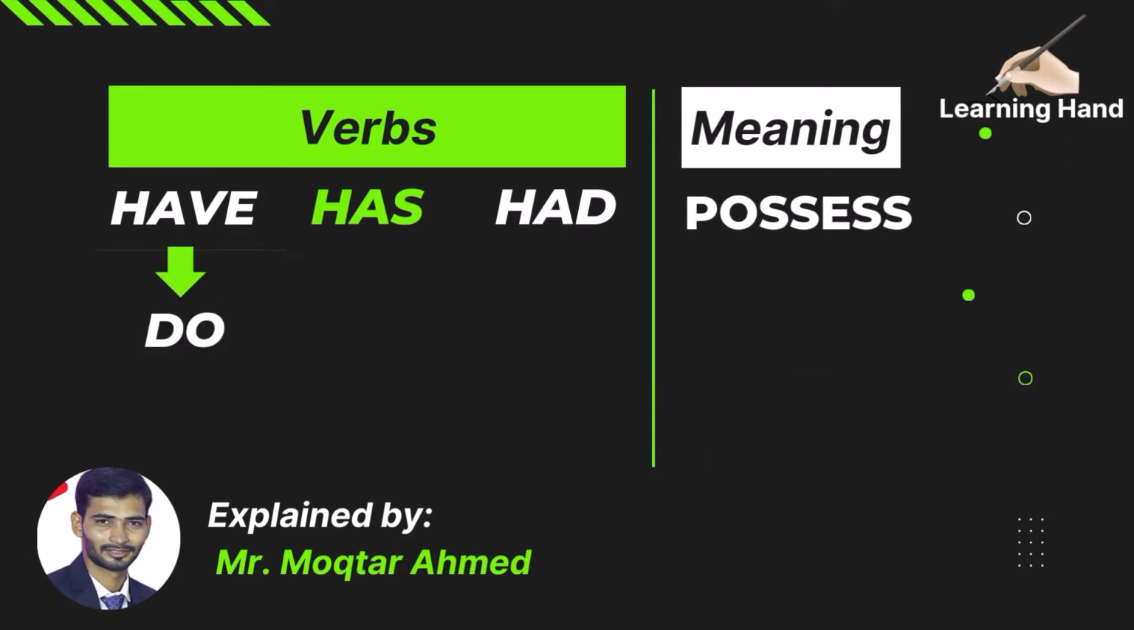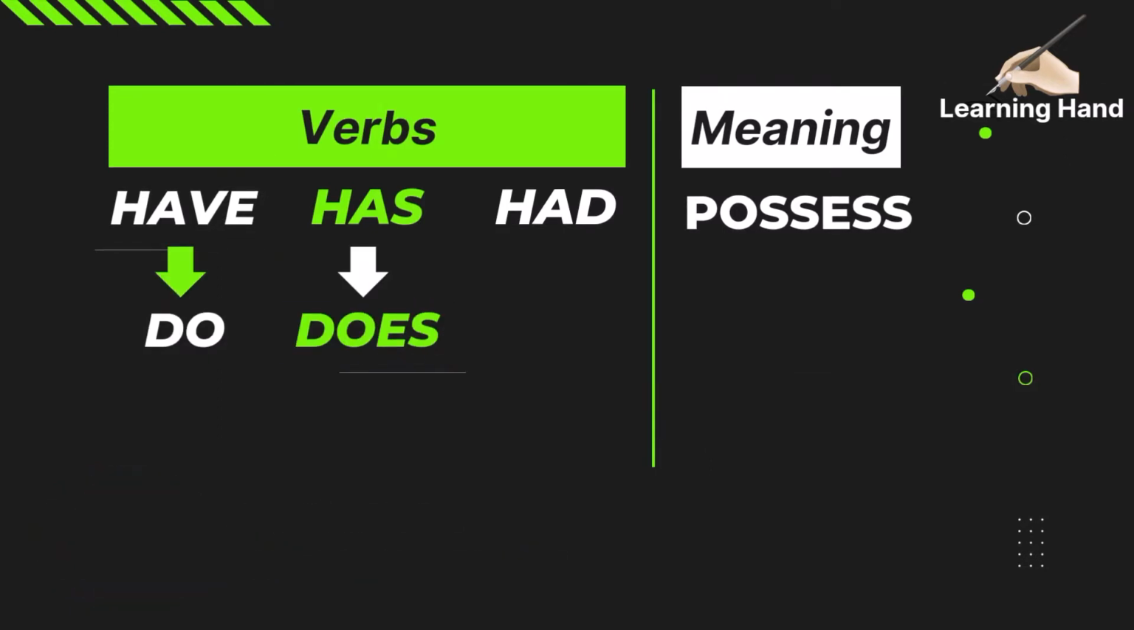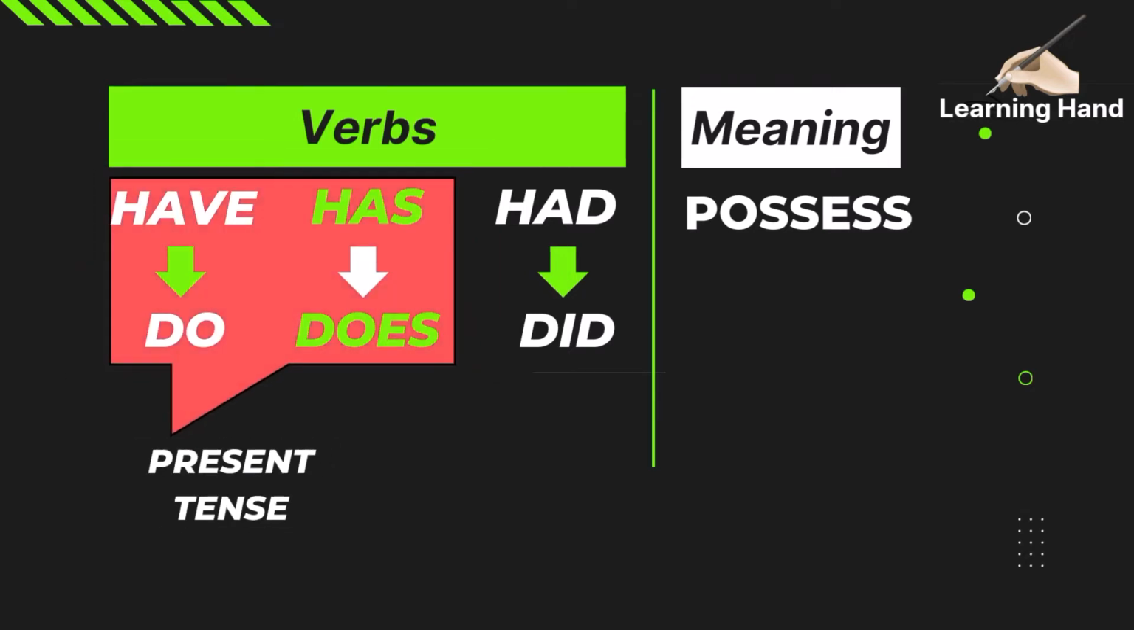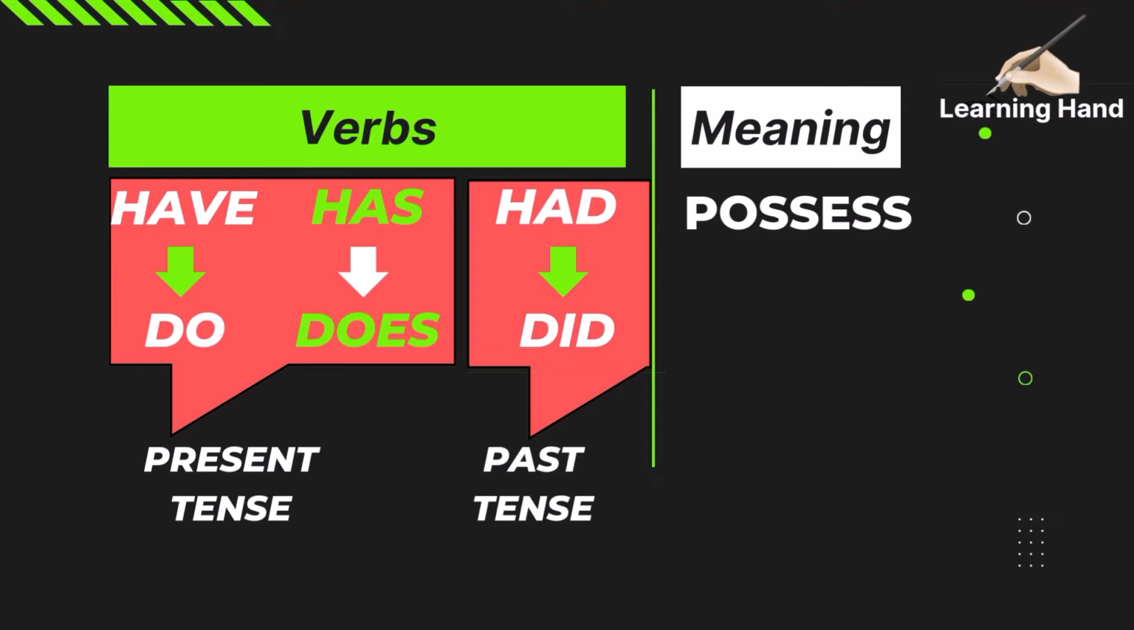Have is a verb in the do form. Has is also a verb which is in the does form. And had is also a verb but it is in the did form. Here, have and has are used in present tense and had is used in past tense. Have and has show the possession of something at present time. Now we possess it. And had shows the possession of something in the past.